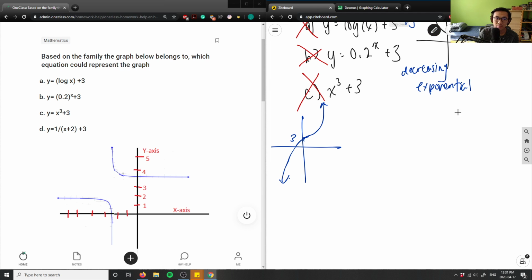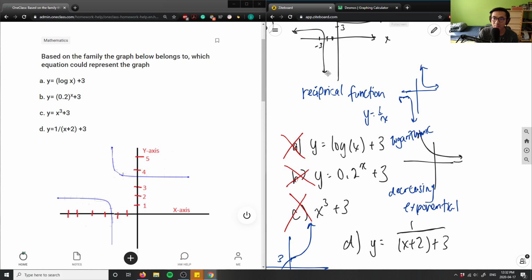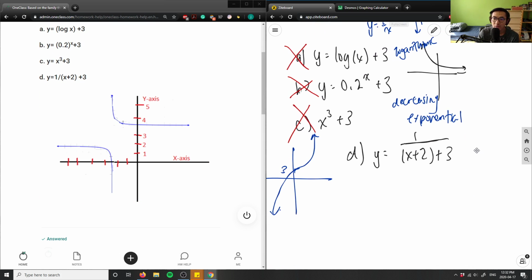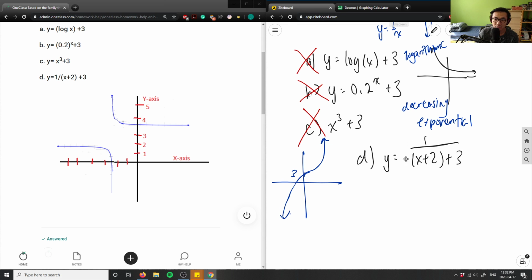And finally, I have D. D here is y equals, I have 1 over x plus 2 plus 3 here. And this here looks like my reciprocal function, right? If I were to graph this function, it would look very much like this, right? And to prove that, I can solve for the asymptotes. The y-intercept in this case would be indeed at y equals 5, because if I set x as 0, I get y equals 5. That's the horizontal asymptote, and I would have another asymptote at x equals 2. So this here, again, is my only valid answer, right?